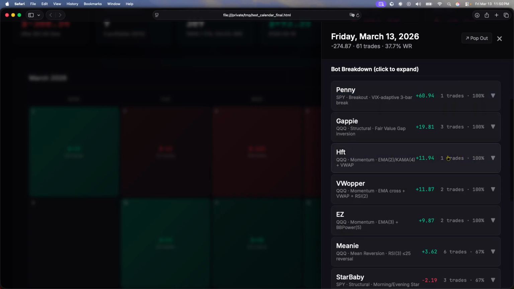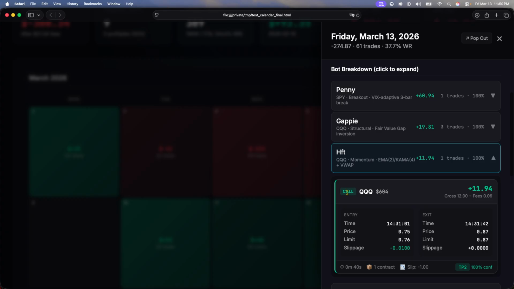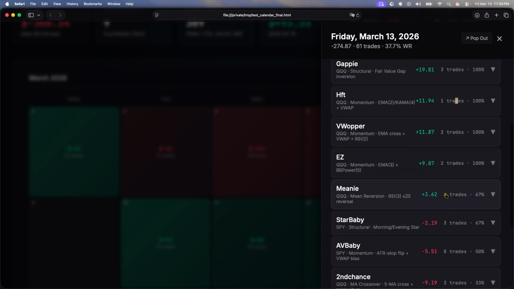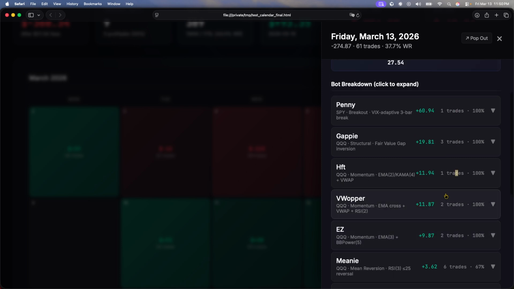We also had our high frequency trading bot. Again, QQQ instead of SPY, this bot trades QQQ calls. So it was bullish on the market. That one made 11 bucks. So we are progressively getting better, fam, based off of what we're doing. But it's just a matter of being consistent.